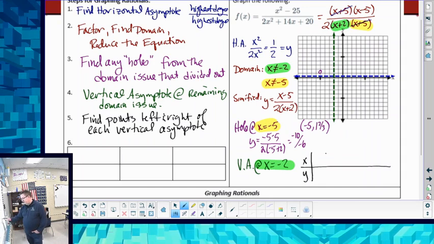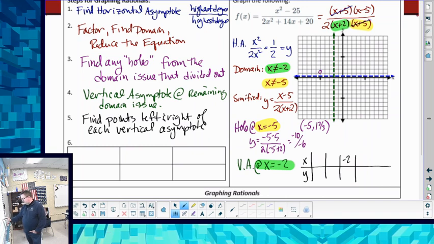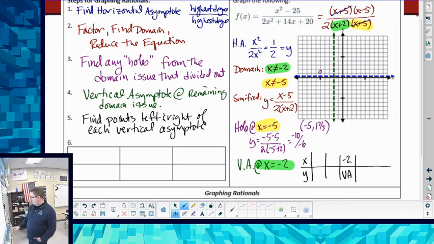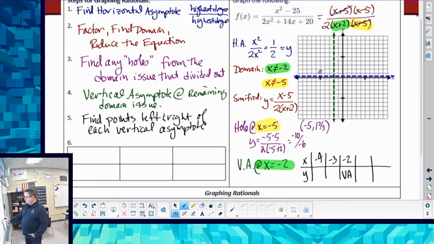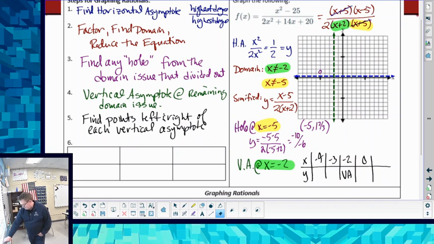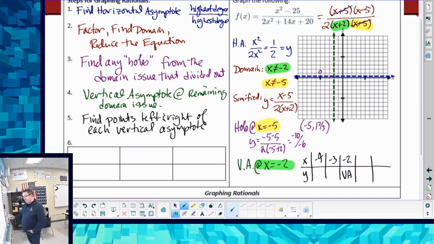Now, I usually do 2 to 3 points on each side, so I'm going to do the first 2. I have a vertical asymptote at 2. I will usually put the little y value as VA, so I don't have to solve it out or worry about it. And then I'm going to go 2 to the left, so I'm going to go -3 and -4, and then on the other side, -1 and 0.